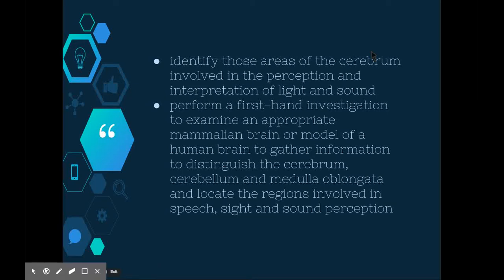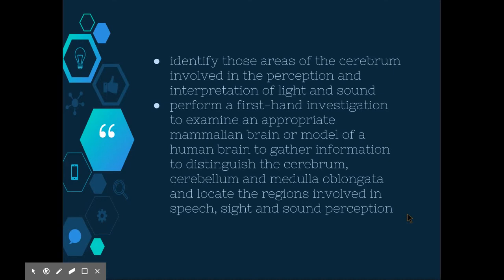This video is the last video in our communication series looking at the brain. So the 2 dot points we're going to start off with are identify those areas of the cerebrum involved in the perception and interpretation of light and sound, and perform a first-hand investigation to examine an appropriate mammalian brain, in our case the sheep's brain, or a model of a human brain to gather information to distinguish the cerebrum, cerebellum, and medulla oblongata, and locate the regions involved in speech, sight, and sound perception.